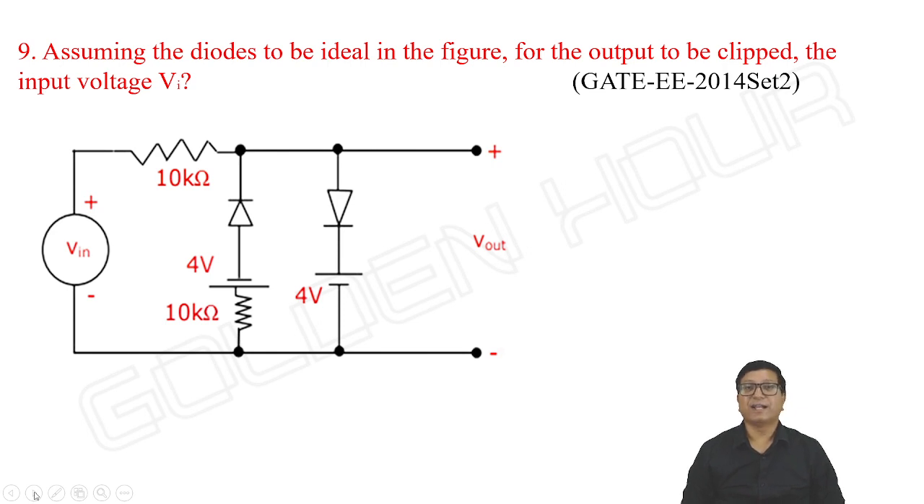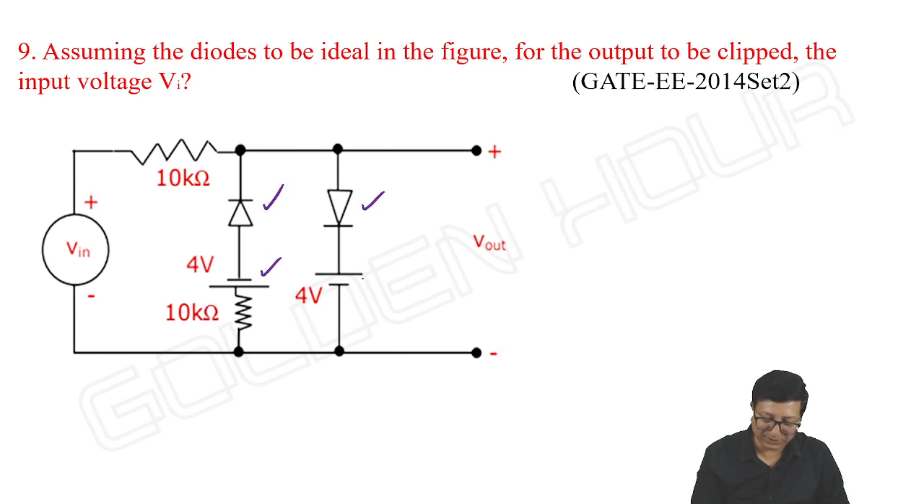Assuming the diodes to be ideal in the figure, for the output to be clipped, the input voltage Vi. Okay. Ideal diodes they are saying. What about the breakpoints they are asking indirectly? For the output to be clipped, what is the value of VA? Okay, we are well aware that initially the diode directed upward is at a lesser voltage compared to the diode directed downwards. Fine. Some resistor is given. No issues. Initially what happens? Let me take this as D1 and D2. D1 is on and D2 is off.